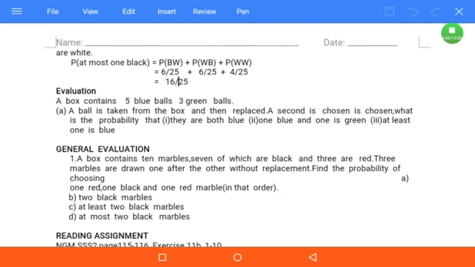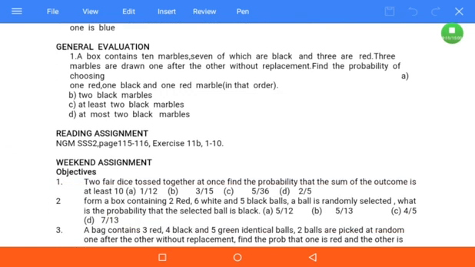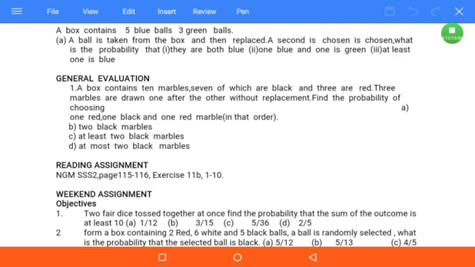Alright, so let's quickly look into our evaluation, which we're going to do. A box contains 5 blue balls, 3 green balls. A ball is chosen from the box and then replaced. A second ball is chosen. What is the probability that they are both blue? One blue and one green? At least one is blue, just like what we did. So please solve them.